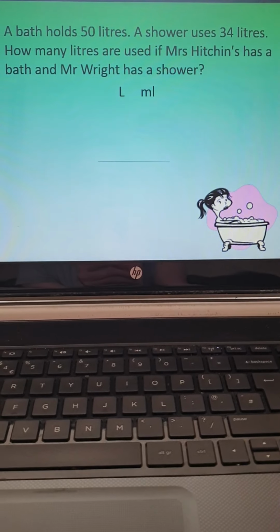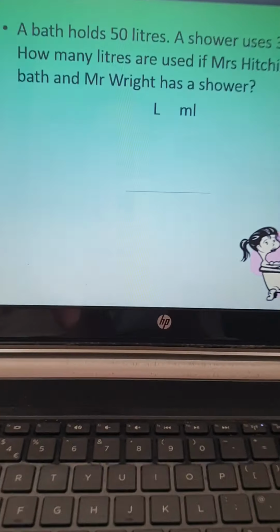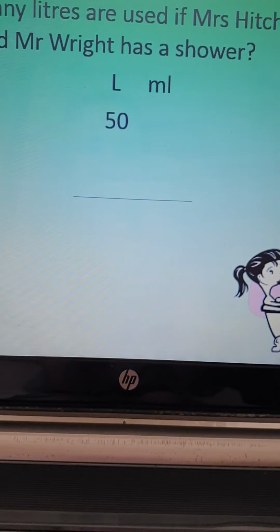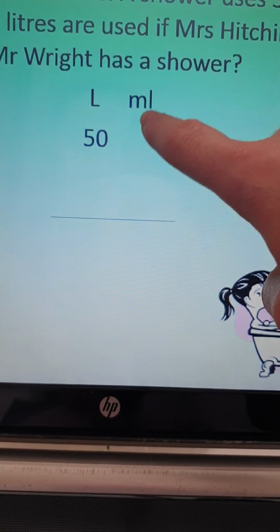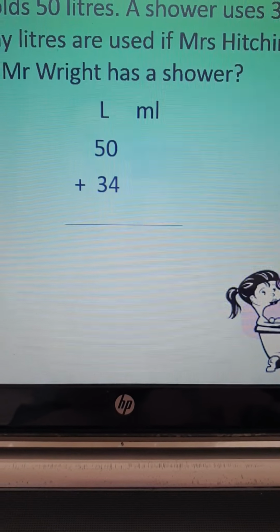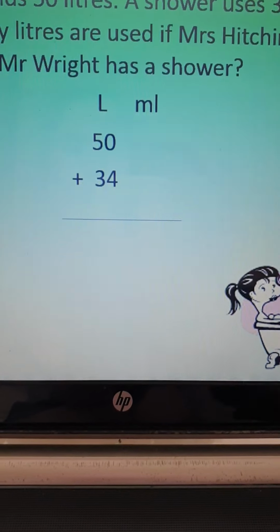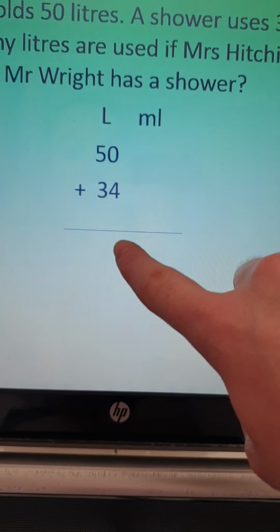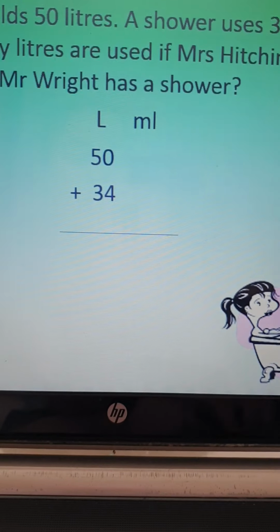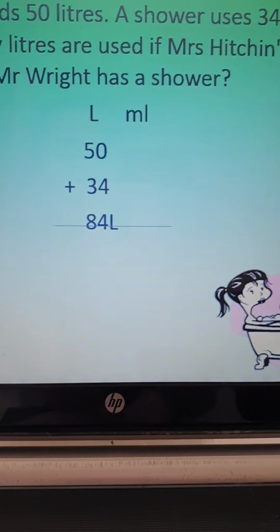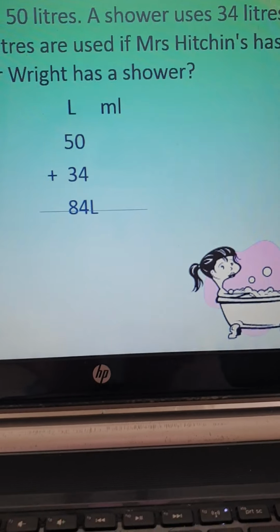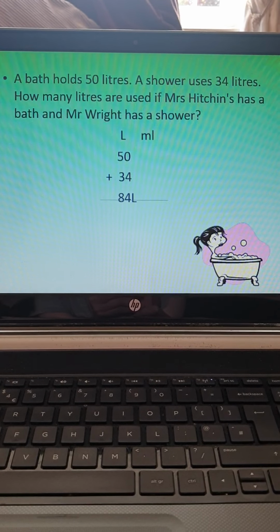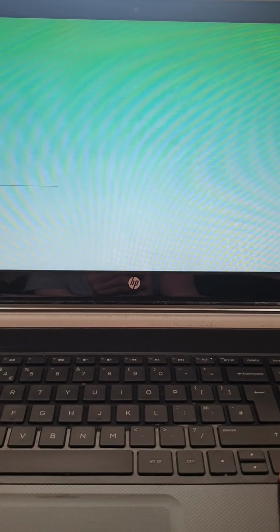So you never forget, you've got your liters and your milliliters. You always put them in first so that you don't forget, okay? So we've our 50 liters because remember it's liters, so I have to put it in under the correct column. And I've got my 34 liters, okay? And I'm going to keep that in the correct column as well. So if I add them together, I have 4 plus 0 is 4 and 3 plus 5 is 8. So it would equal 84 liters, okay? So that is how much the bath and the shower use all together.